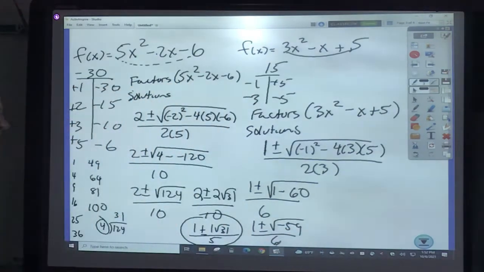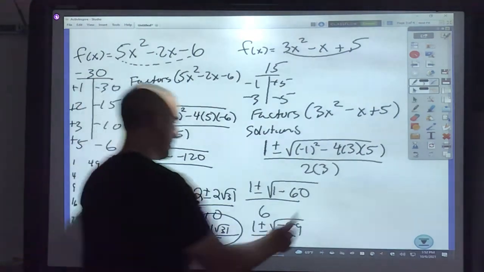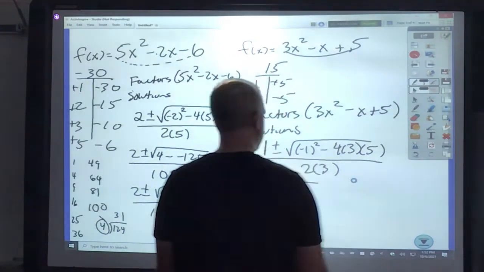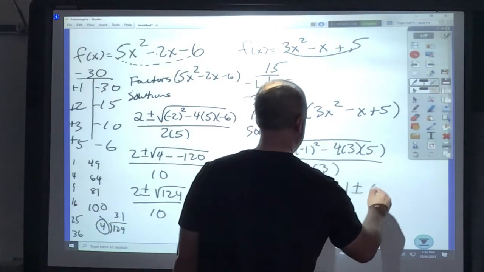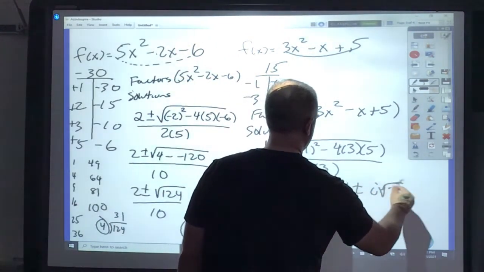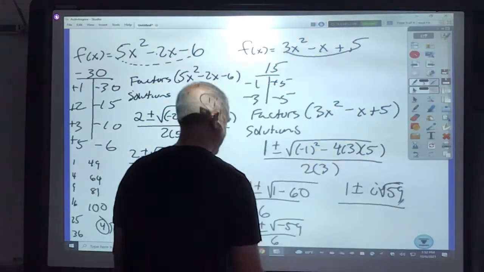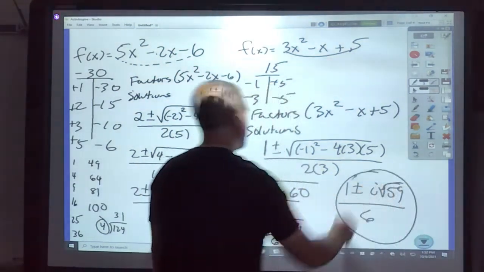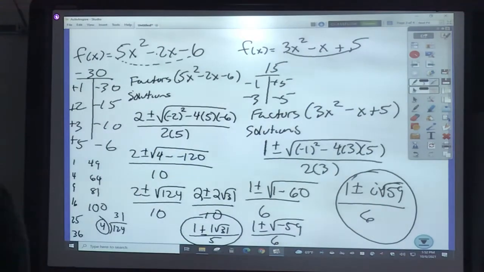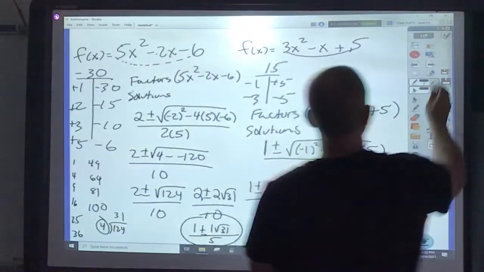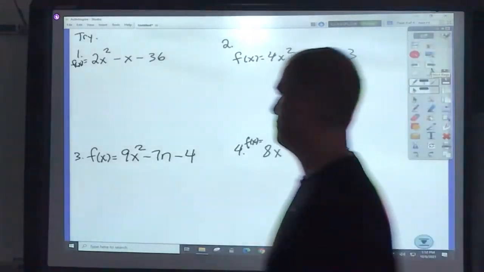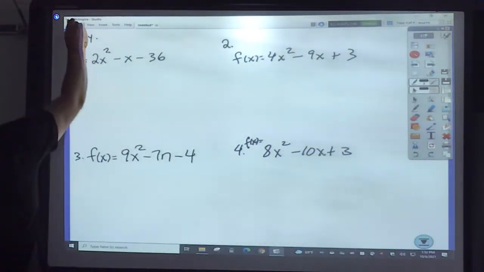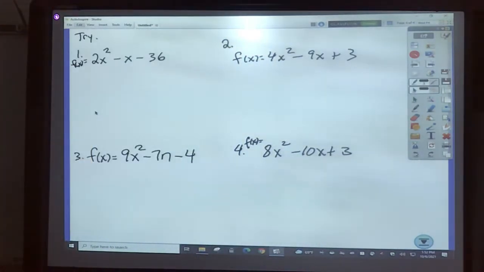Now 59, I don't think 4 goes into that, no, 9, no, 16, no. So the only thing I could do with this is 1 plus or minus i square root of 59 all over 6. Those would be the solutions. All right, so let me duplicate this page because there's no way we're going to have enough room.